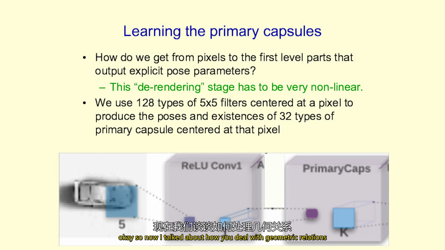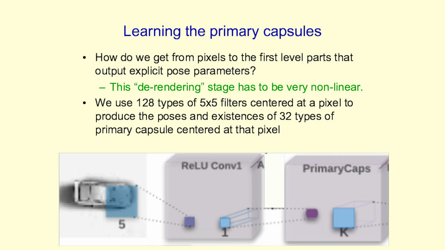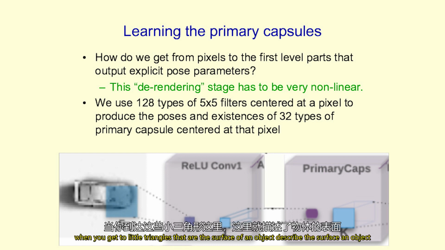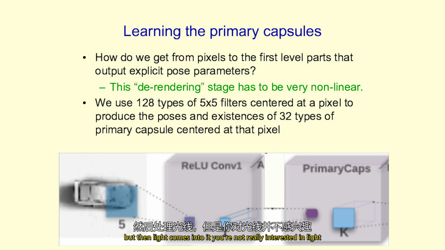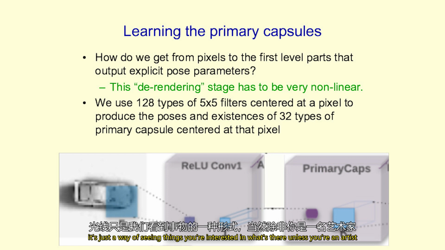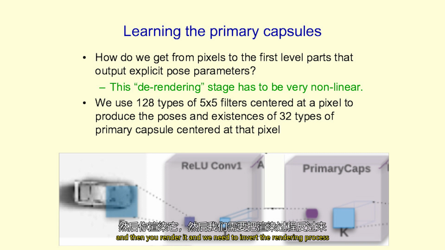Now, I talked about how you deal with geometric relations, but actually if you think about computer graphics, you take an object, from the pose of the whole object, you figure out the poses of the parts of the object, you go down a hierarchy like this until you get to little triangles, and then you have to render it. When you get to little triangles that describe the surface of an object, up till then it's geometry, and there's nothing to do with light or reflectance, but then light comes into it. You're not really interested in light, it's just a way of seeing things. You're interested in what's there, unless you're an artist. And then you render it.